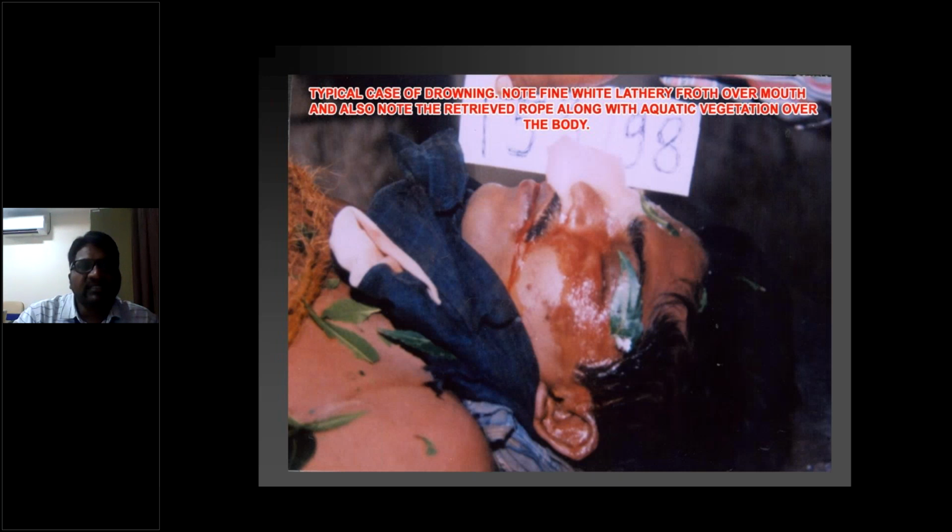See, this is a typical case of drowning. Note the white leathery froth over the mouth, and also note the rope used for retrieval along with aquatic vegetation from the water. Aquatic vegetation, mud, wood, or any particles from the water may be recovered.